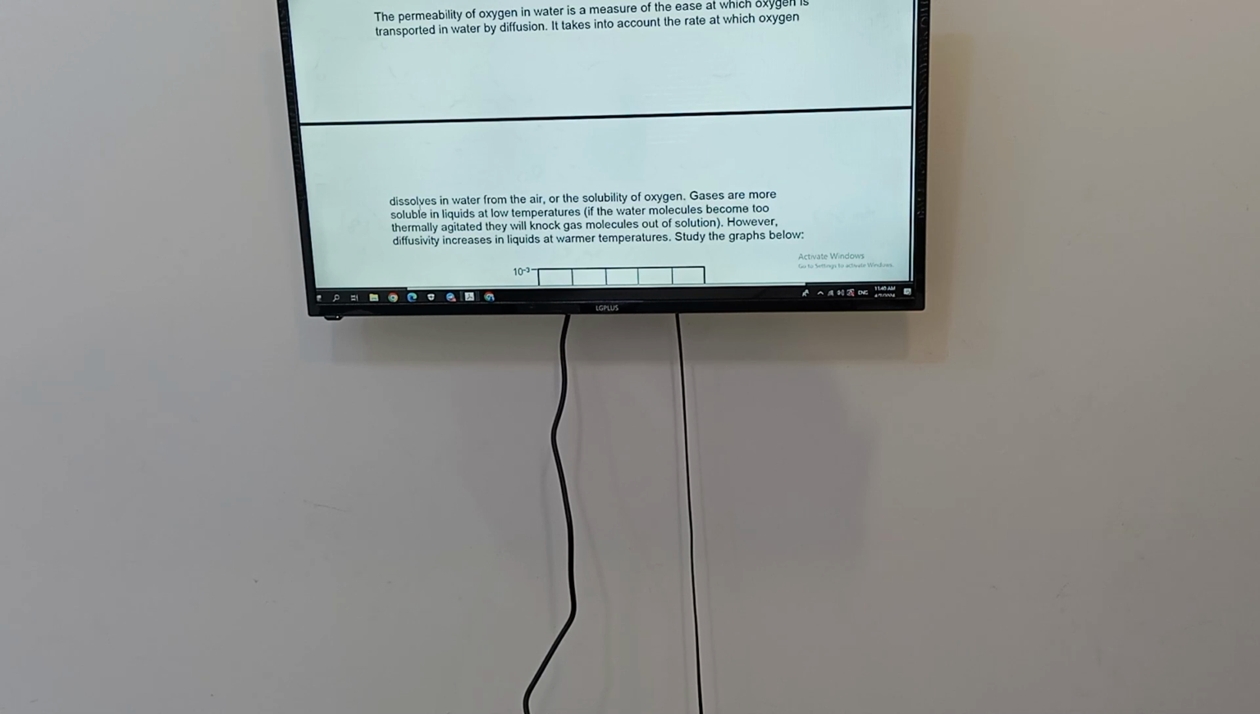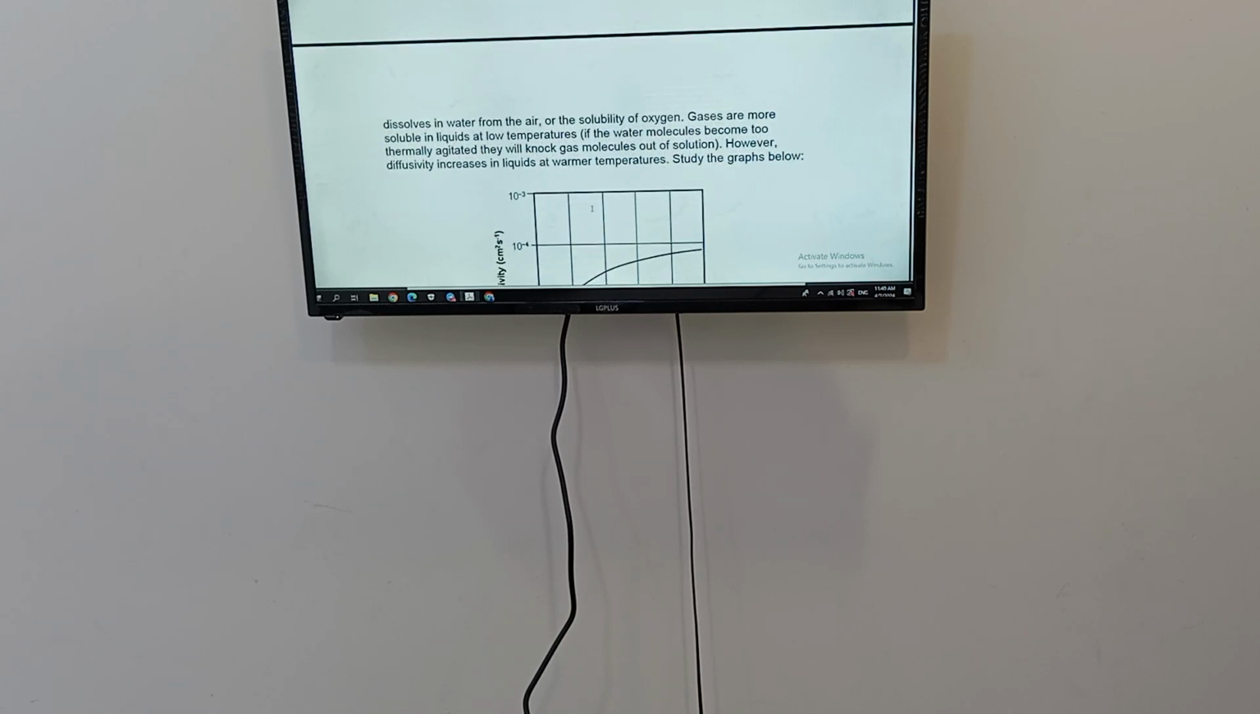Gases are more soluble in liquid at low temperature. If the water molecules become too thermally agitated, they will knock gas molecules out of the solution. So the lower the temperature of our liquid, the faster the gas will dissolve. If the water temperature increases, molecules will be thermally agitated. They will knock gas molecules out of the solution. When the liquid temperature increases, the liquid's own molecules move quickly and collide with each other.